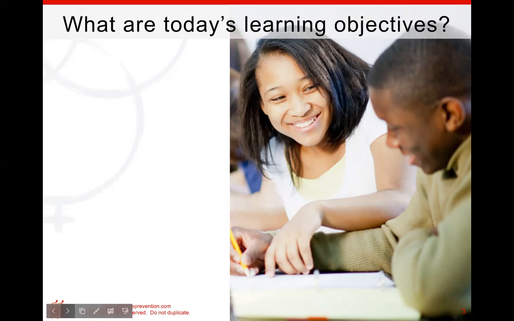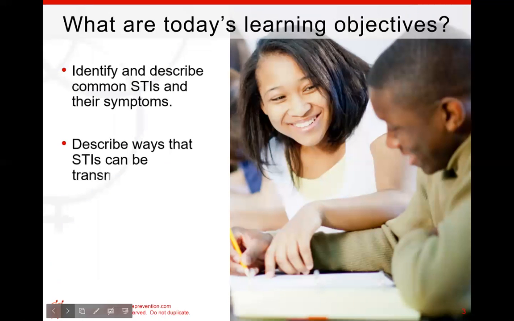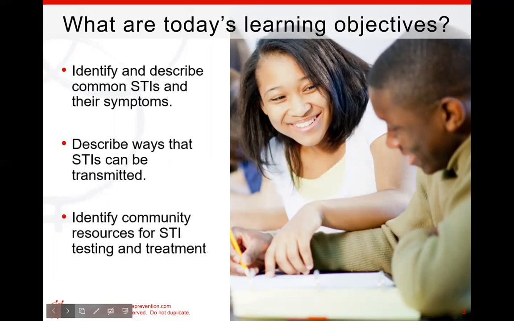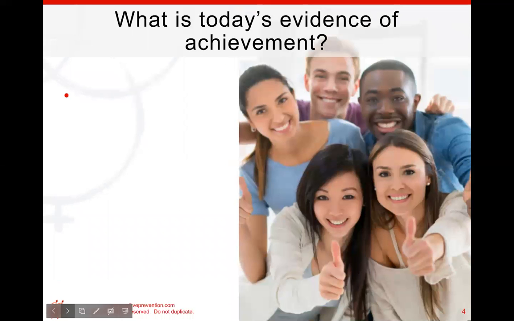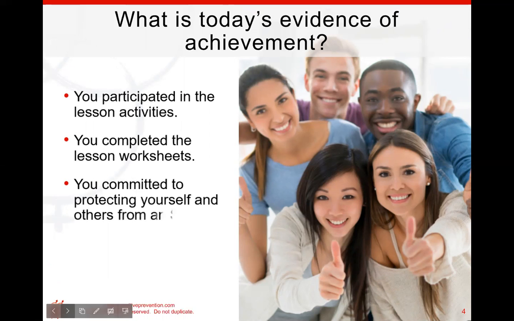Your learning objectives for today are going to be you identifying and describing common STIs and their symptoms, describing ways that STIs can be transmitted, and identifying community resources for STI testing and treatment. Your evidence of achievement is going to be if you participate in all the lesson activities, means doing your Google Classroom activities that have been assigned to you, and if you complete all of those lesson activities, and if you are committed to protecting yourself and others from an STI.